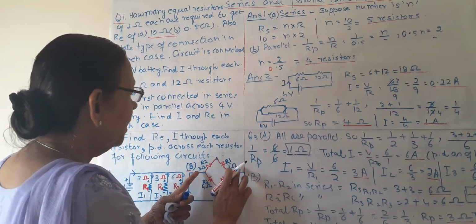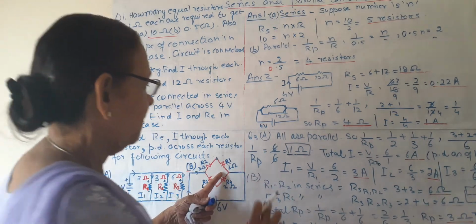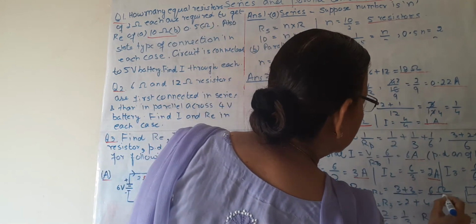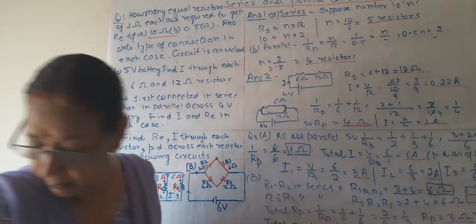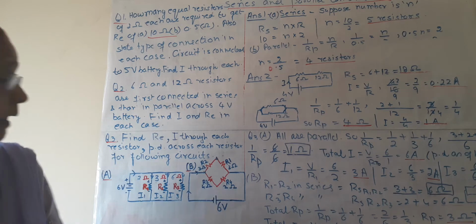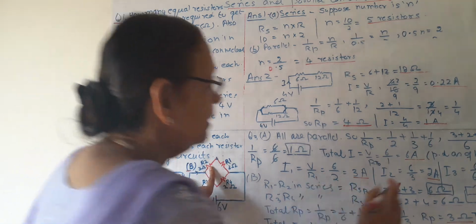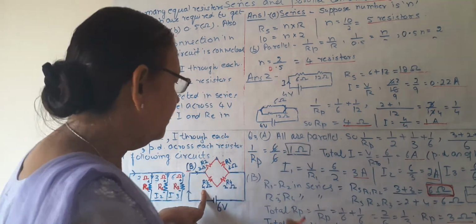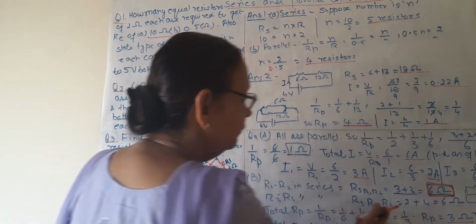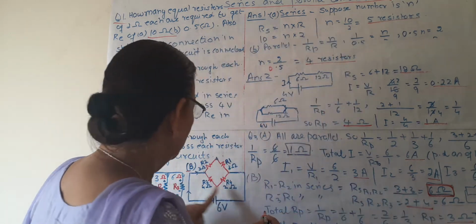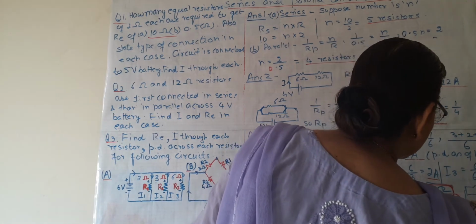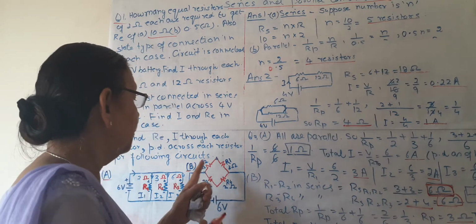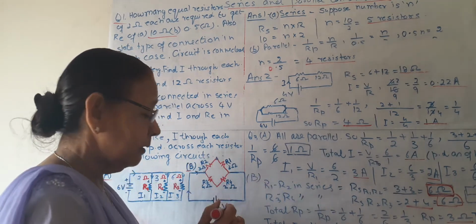So R1 and R2 are in series, 3 plus 3 will be 6 ohm. So their total resistance is 6 ohm. Simple, R is equal to R1 plus R2. Likewise, the total resistance of R3 and R4 is 2 plus 4, so it will also be 6 ohm. So the total of these 2 is 6, and the total of these 2 is 6, as these 2 are in series and these 2 are in series.